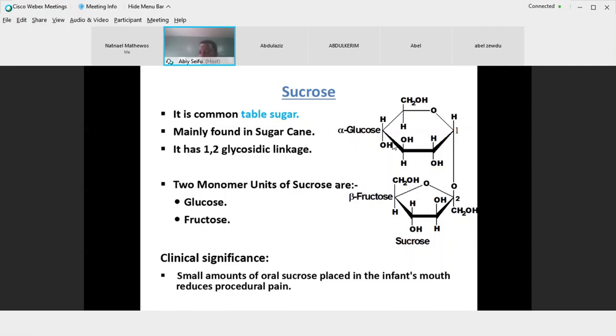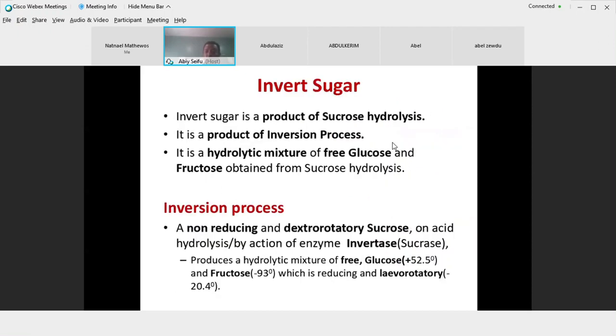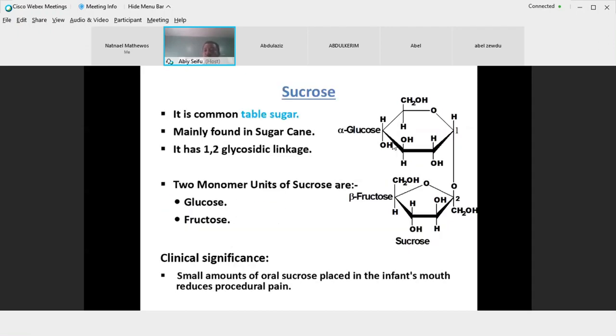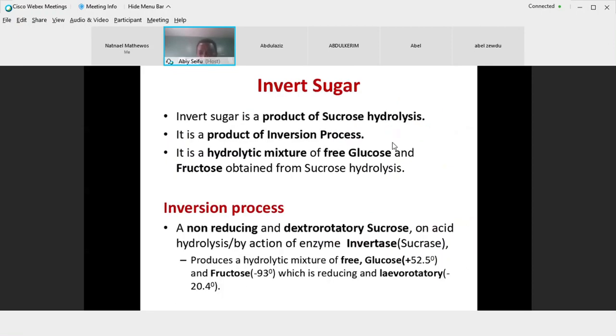Now the linkage is alpha 1 to 2. The alpha OH is on the glucose side, whereas the OH on the fructose side is in beta form. That's why the linkage is alpha beta 1 2 linkage. That is why sucrose is a non-reducing sugar. There is no free OH on both carbonyl carbons of glucose as well as fructose. And sucrose is also named invert sugar.